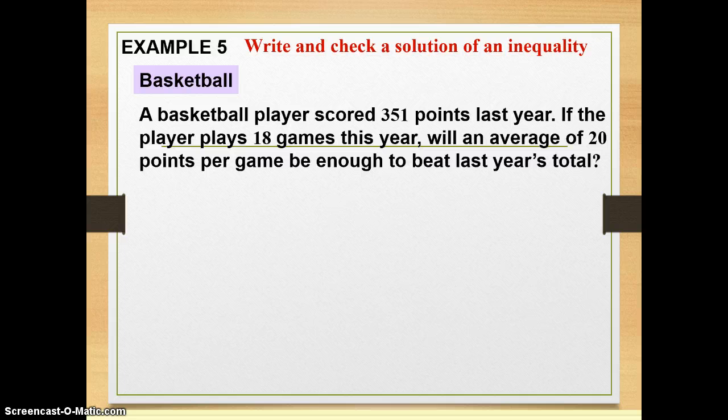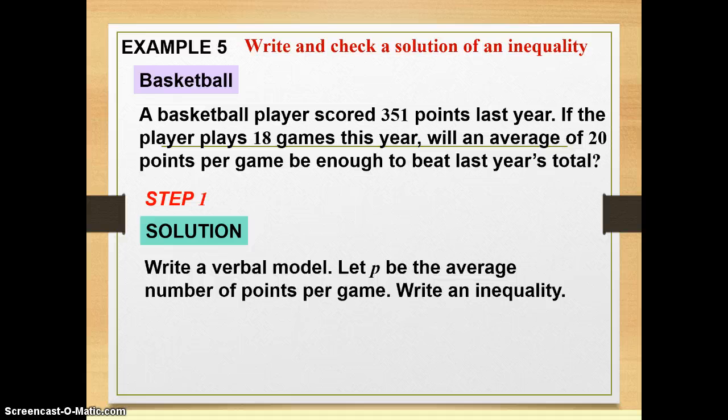Example 5. Write and check a solution of an inequality. The topic here is basketball. A basketball player scored 351 points last year. If the player plays 18 games this year, will an average of 20 points per game be enough to beat last year's total?